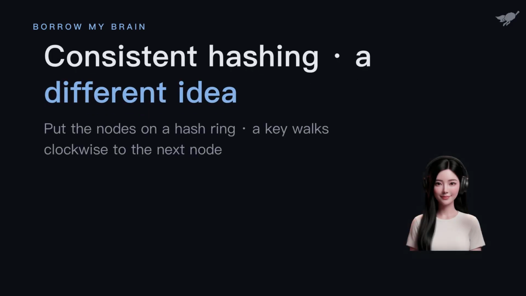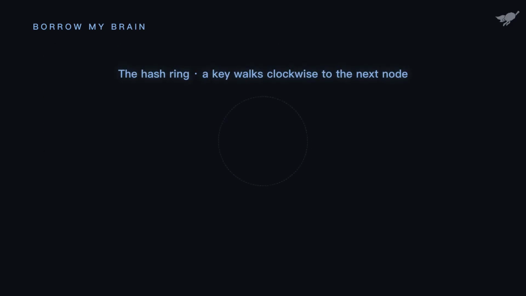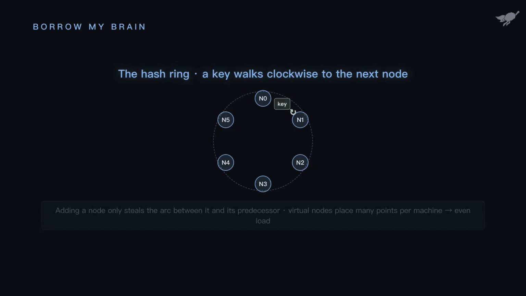Consistent hashing, a different approach. Put the nodes on a hash ring. A key goes clockwise to find the next node. Add one machine, and it only touches the arc between it and its predecessor. Only 8.3% move, less than a tenth. 10 times fewer. The rest hit as usual.